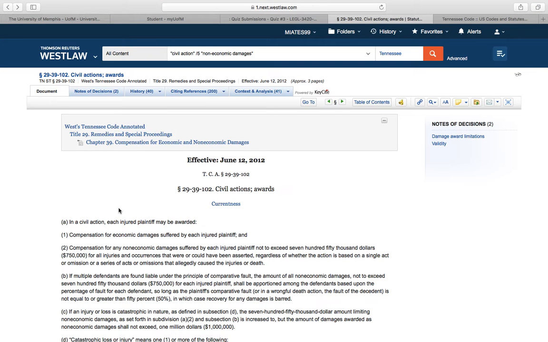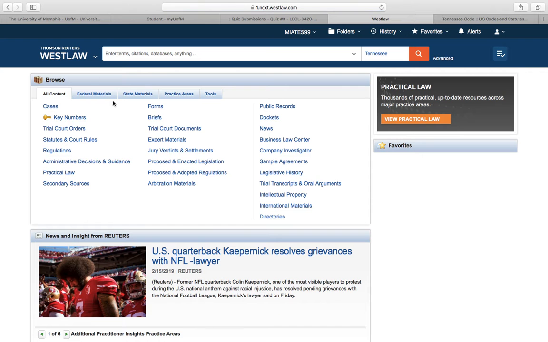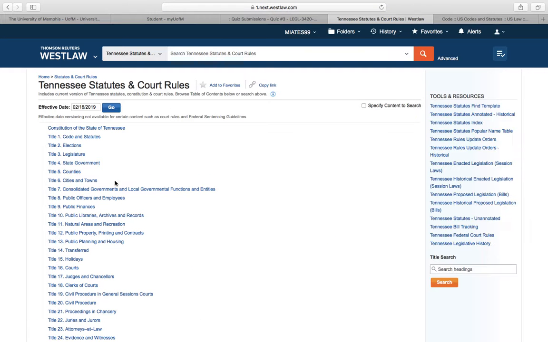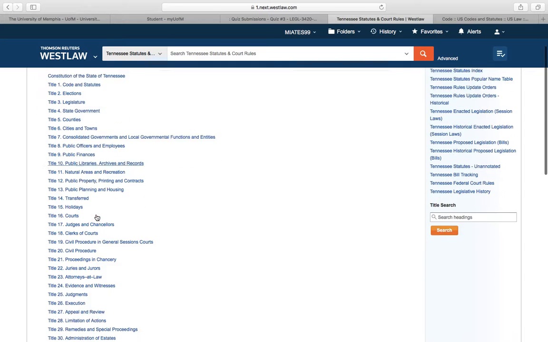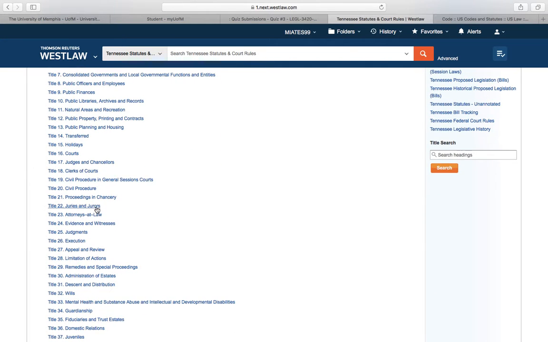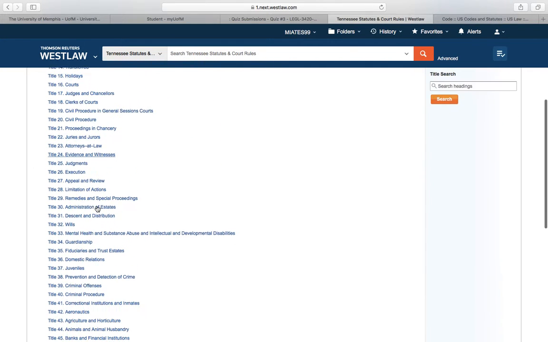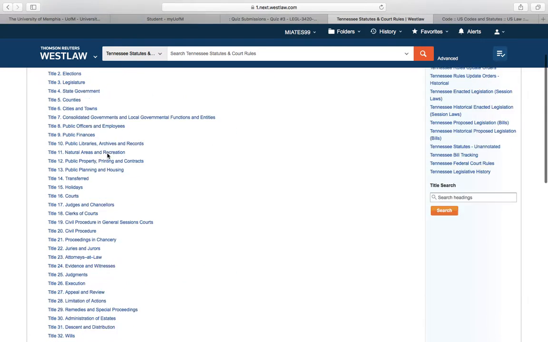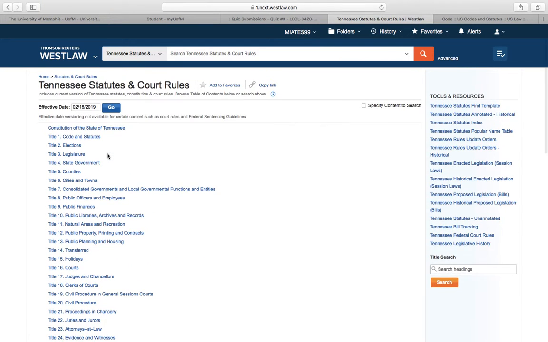If any of you can help me, I went under statutes and court rules in the state of Tennessee, but I still can't find anything. It could just be because I'm not looking hard enough or close enough. If anyone can help me with the steps they took to come up with the answer, I would really appreciate it.